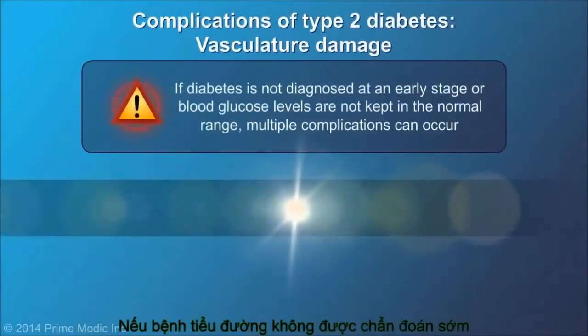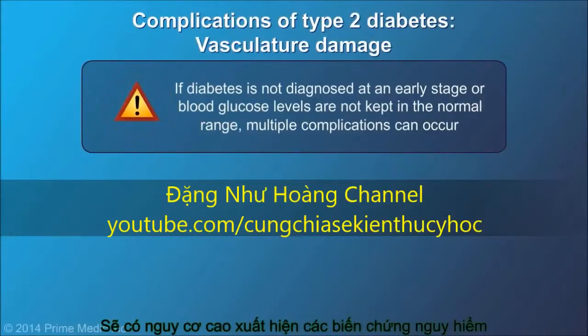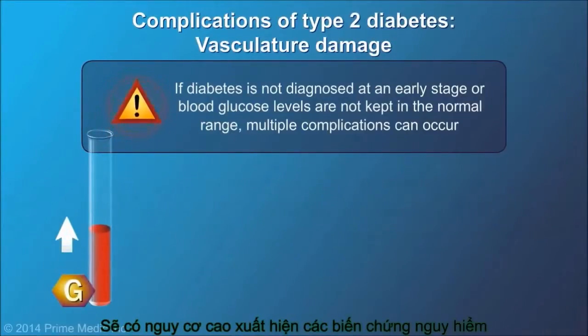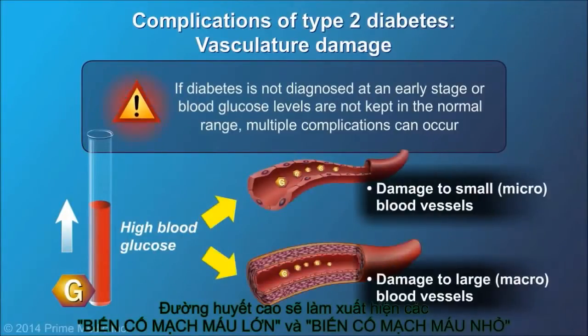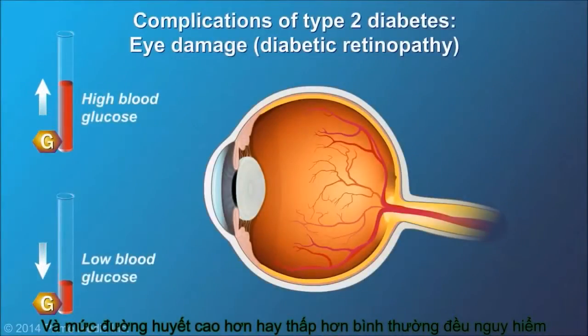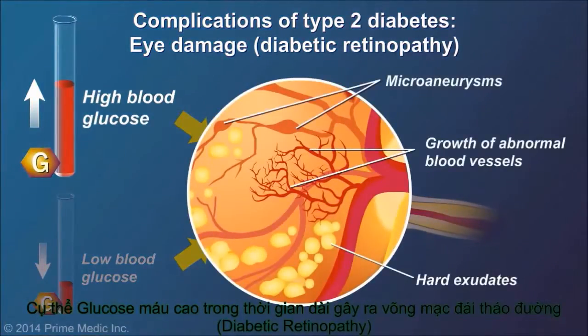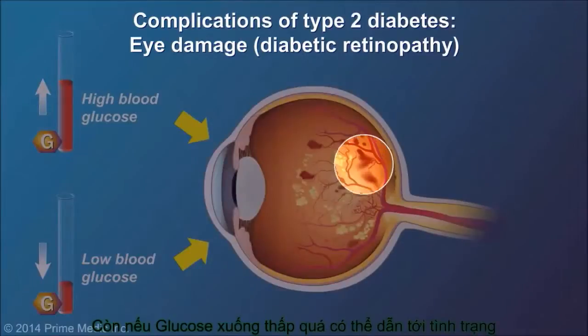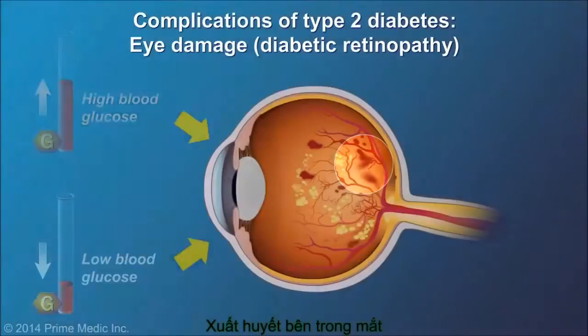If diabetes is not diagnosed at an early stage, or blood glucose levels are not kept in the normal range, multiple complications can occur. Over time, high glucose levels can cause damage to small and large blood vessels. Both higher and lower than normal blood glucose levels can affect the eyes. High blood glucose over the long term causes diabetic retinopathy, and severely low blood glucose causes bleeding inside the eye.